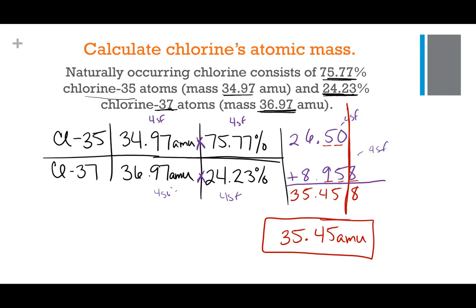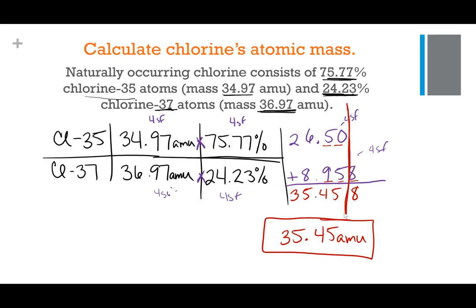So, cool thing about these problems is you already have the answer key. So where would I find the answer to this problem? Well, it's found on the periodic table. So if you go to your periodic table, you find chlorine, its average atomic mass is about 34.45. So you have all of the answers to these problems already.